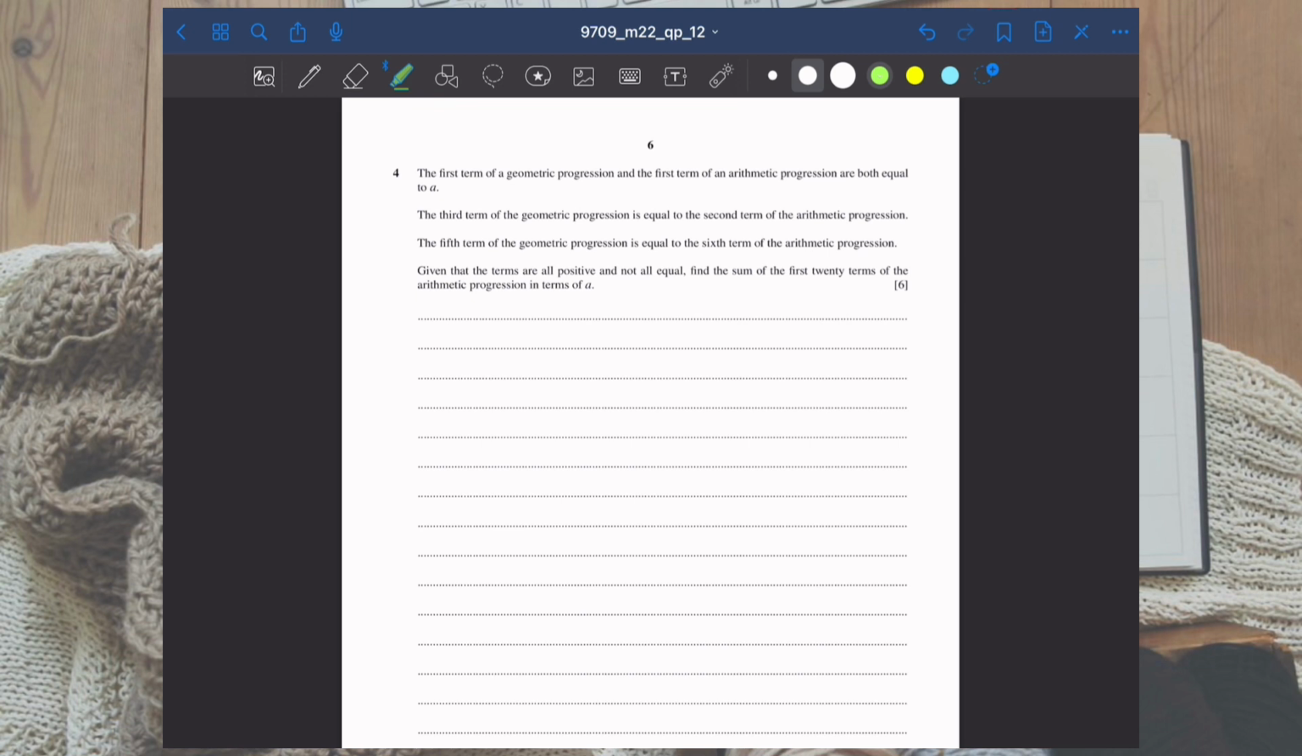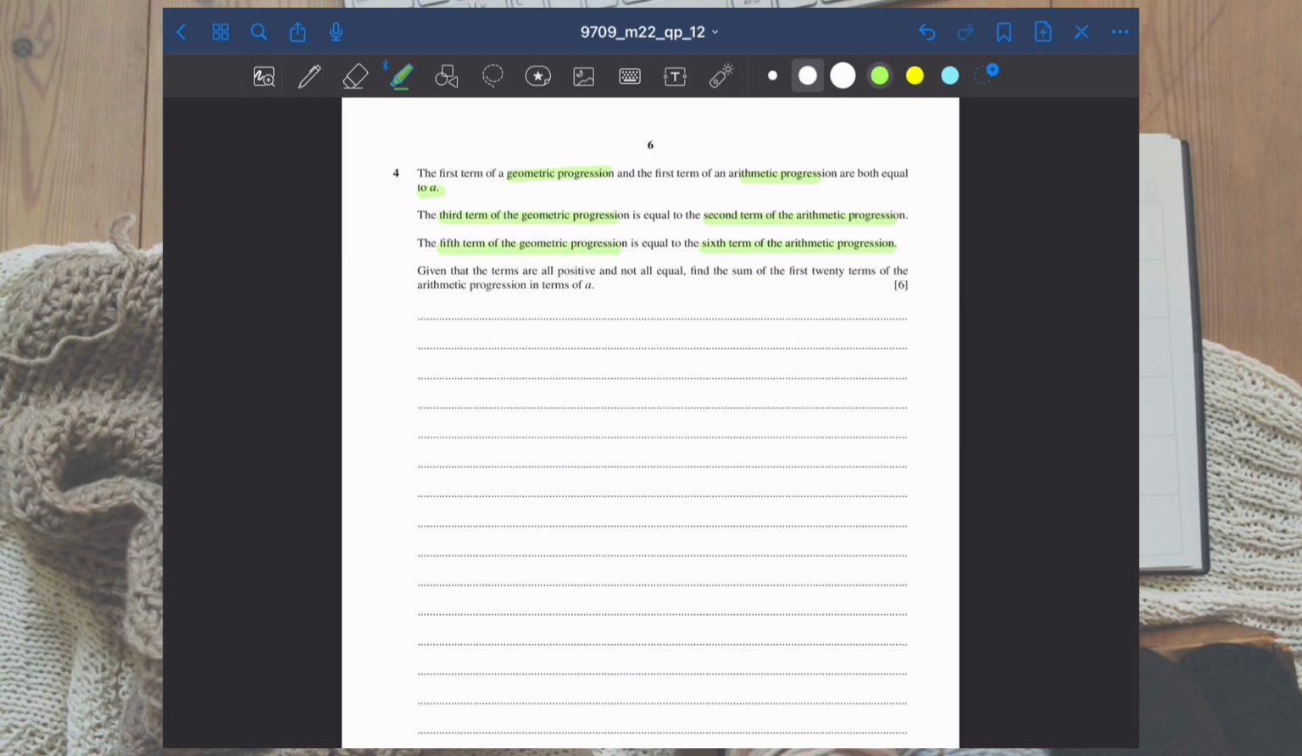Question 4. The first term of a geometric progression and the first term of an arithmetic progression are both equal to a. The third term of this geometric progression is equal to the second term of the arithmetic progression. The fifth term of the geometric progression is equal to the sixth term of the arithmetic progression. Given that the terms are all positive and not all equal, find the sum of the first 20 terms of the arithmetic progression in terms of a.